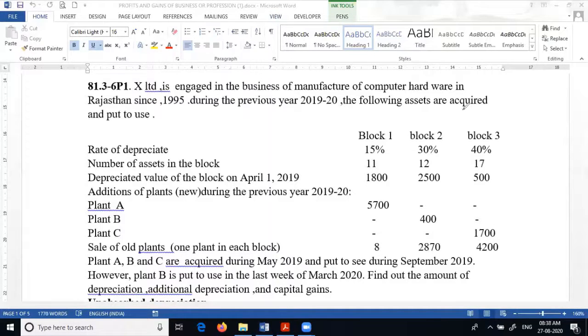Plant A, B, and C are acquired during May 2019 and put to use during September 2019. However, plant B is put to use in the last week of March 2020. Find out the amount of depreciation, additional depreciation, and capital gains. One thing that needs to be understood here is that it is rupees in thousands. That has not been written. Just take care of it.